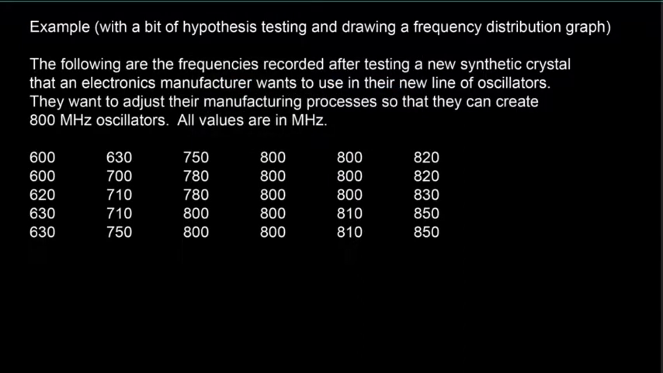The following are the frequencies recorded after testing a new synthetic crystal that an electronics manufacturer wants to use in their new line of oscillators. They want to adjust their manufacturing processes so that they can create 800 megahertz oscillators. All values are in megahertz.